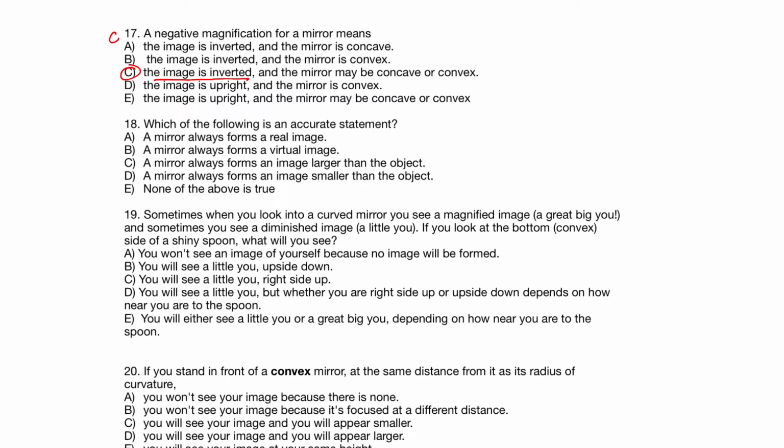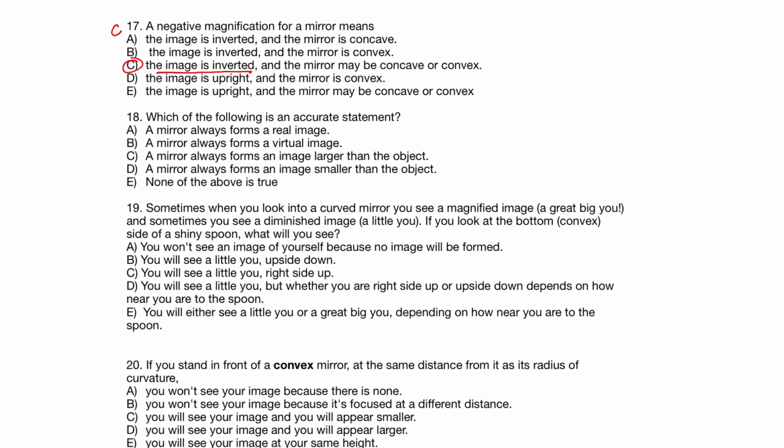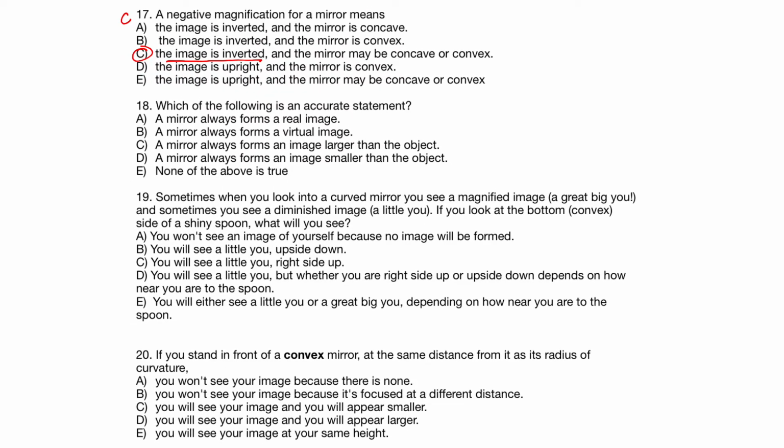Next. How about number 18? Which of the following is an accurate statement? A mirror always forms a real image. No, it depends on the mirror. A mirror always forms a virtual image. No, because you have a concave, plane, and convex mirror. I think the answer here is letter E, none of the above is true, because you have to identify if it is a plane mirror, convex mirror, or a concave mirror.